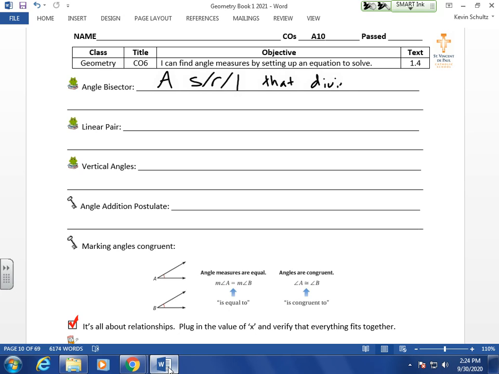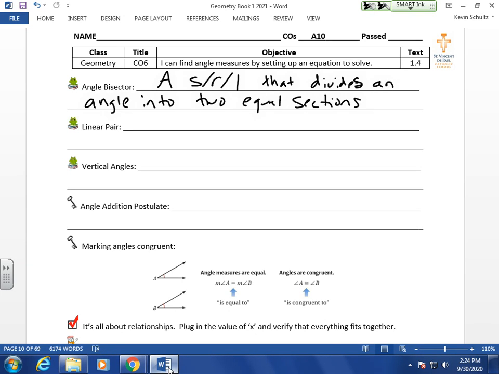That divides an angle into two equal sections. Okay? A segment, ray, or line that divides an angle into two equal sections.